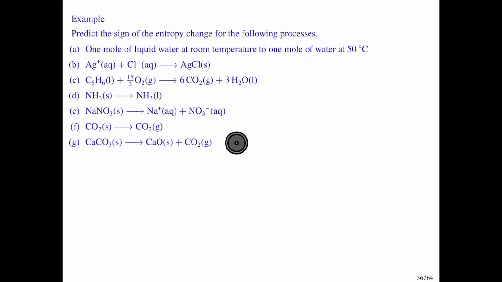This is the type of thinking that you're going to need to execute on the next exam. You'll be faced with questions that will give you, for example, 5 reactions, and the question will be, for which of the following reactions does the entropy increase? Or for which of the following reactions does the entropy decrease?